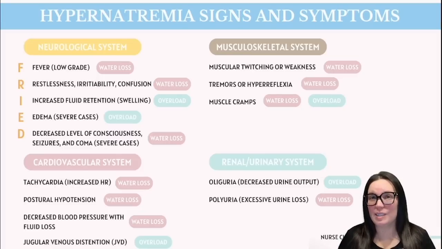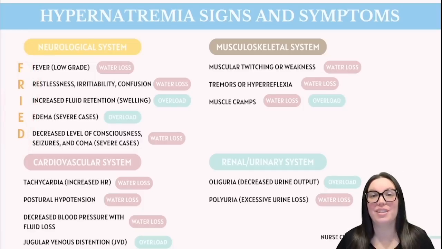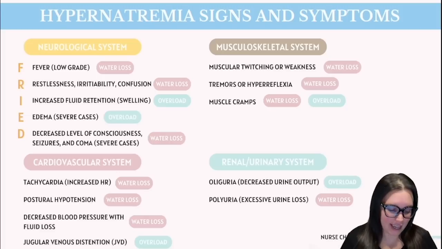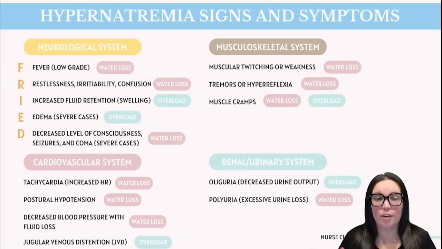So what signs and symptoms are we going to see with this condition? Starting with the effects on the neurological system, we use the acronym FRIED in order to remember the different symptoms here. The F stands for fever. Your body gets dehydrated in water loss situations, and it causes the loss of water from the cells, including those found in our brain. This can actually trigger inflammatory responses leading to the fever.